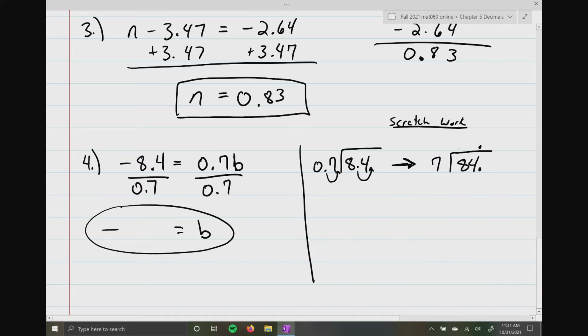7 goes into 8 once. So I get 8 minus 7, which is a 1. Drop down the 4. 7 into 14 goes twice. So that's going to give me 14, and 14 minus 14 is 0. So my remainder is 0. So I know I'm done. So the answer is just negative 12. Okay? Let's try another one here.